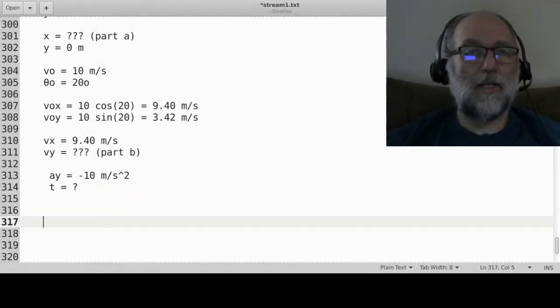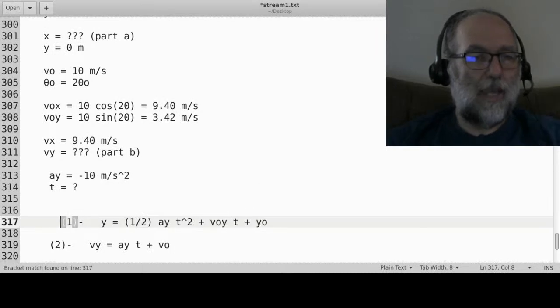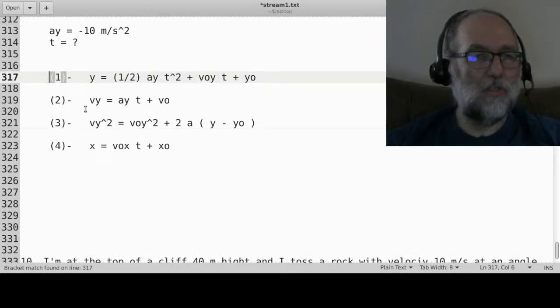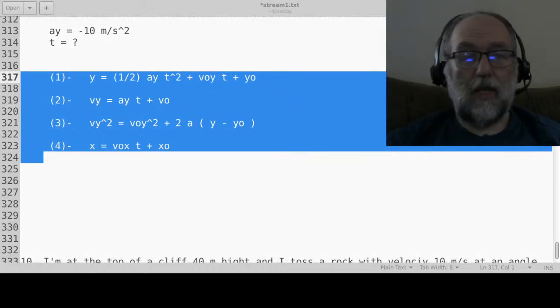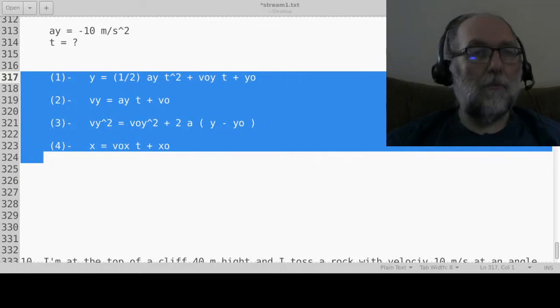Well, we've identified those quantities, and we want to plug them into one of these four equations to get the answers. So here are the four equations that we can use. These are the equations for 2D kinematic motion, 2D projectile motion.